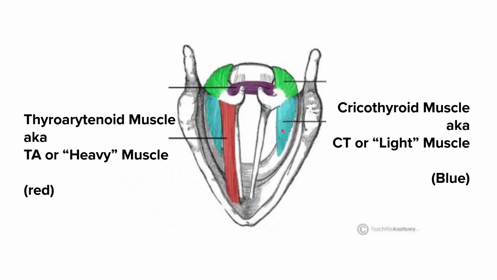The one highlighted in blue is the cricothyroid or the CT or the light muscle, and that controls the higher notes. You can think of it as stretching things out. Actually, it wraps around and stretches things out, so it makes your voice higher. It makes the vocal folds longer and thinner to handle your high notes. So the TA muscle or heavy muscle, low notes. The CT or light muscle, the high notes.